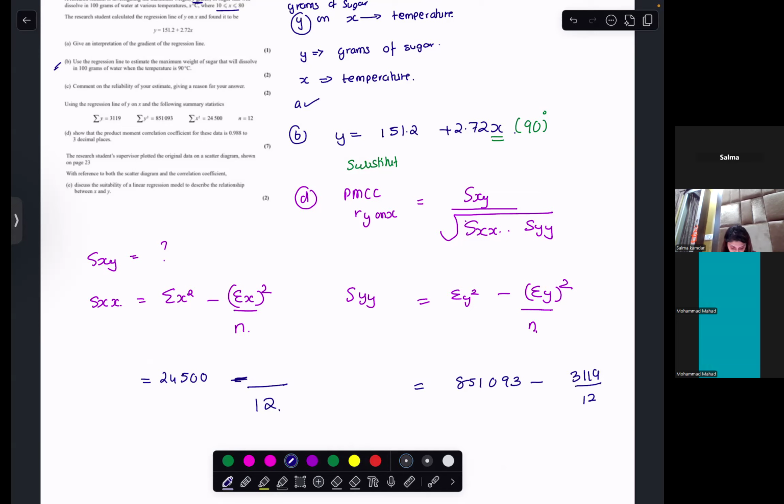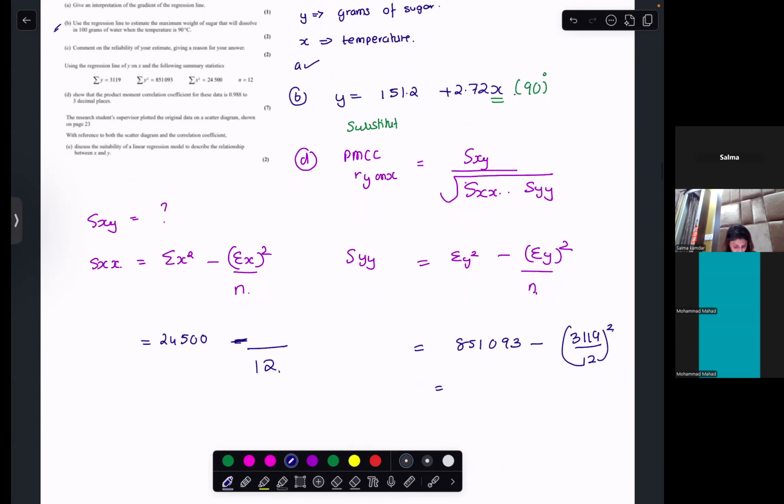So what will this be? Syy is 851,093 minus 3,119 the whole squared divided by 12. It is going to become 40412.91. Correct? So this is found.